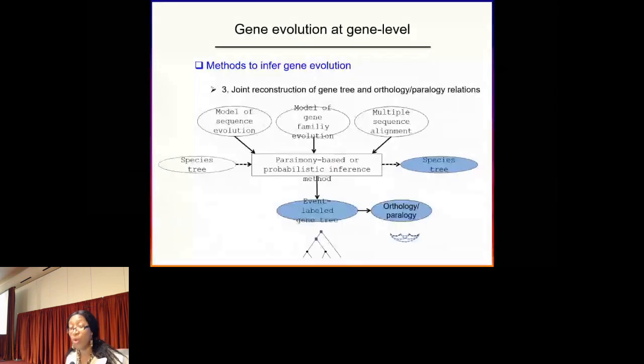And so the last category of methods reconstructs conjointly the gene tree and the orthology and paralogy relations. So how does it do that? As input, it takes the model of sequence evolution and the model of gene family evolution plus the multiple sequence alignment, gives that to a parsimony-based or a probabilistic inference method, and then from that the event-level gene trees are generated together with the species tree. The species trees again are given as input, and from that the orthology-paralogy relations can be inferred.